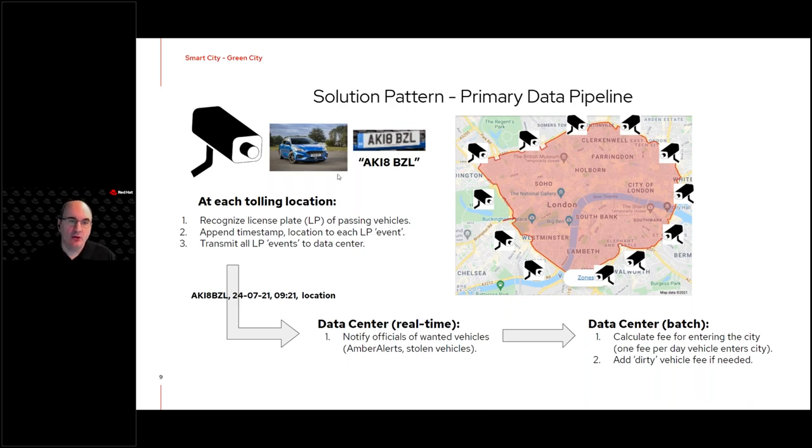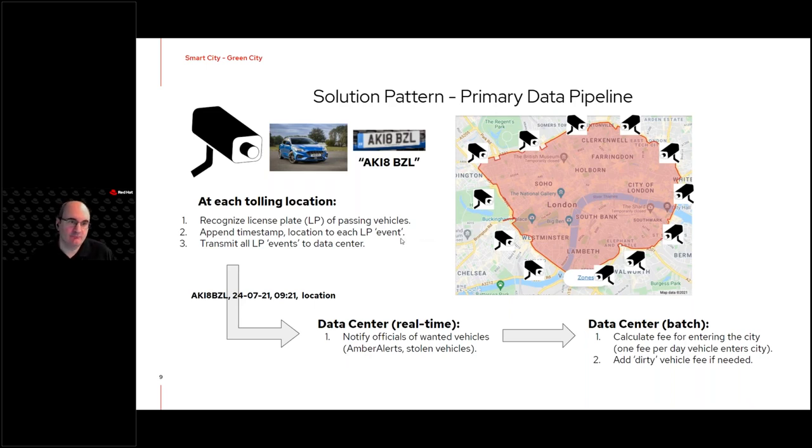Okay. First stage, what we will do is to recognize the license plate for the passing vehicle. You will see this is a two-stage model where we extract the license plate image itself, and then once we have this image with the license plate, we extract the number itself. Okay, so we will recognize license plate for the passing vehicle. Of course, to this information, we will add timestamp, the location of each license plate event.